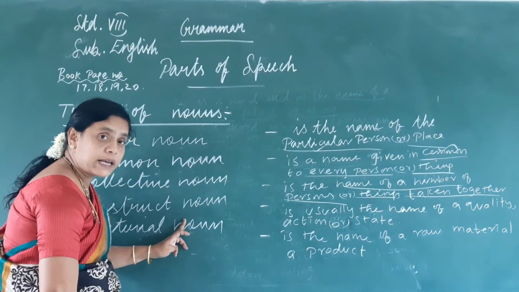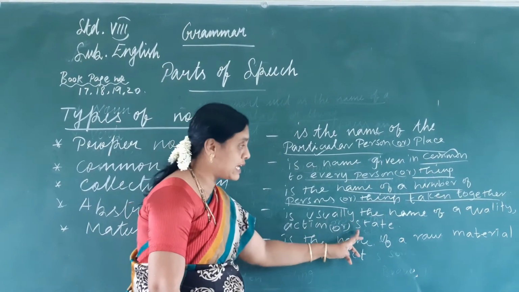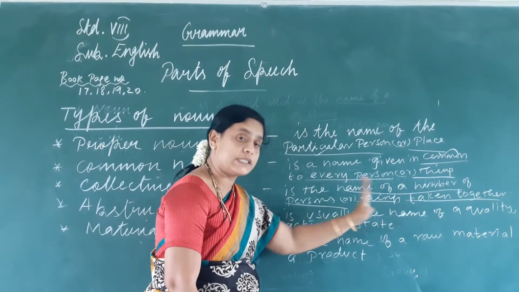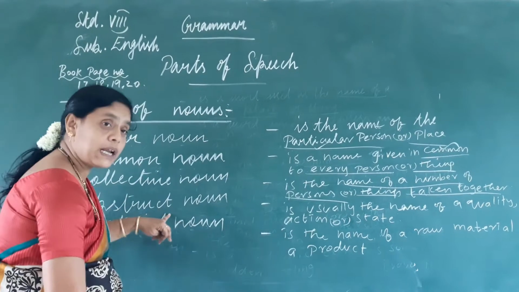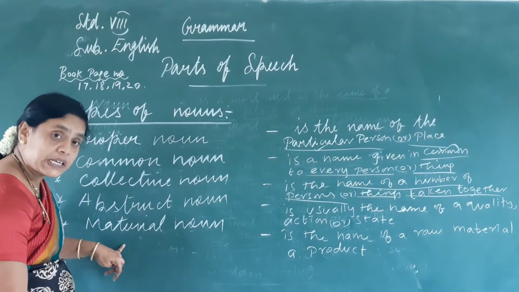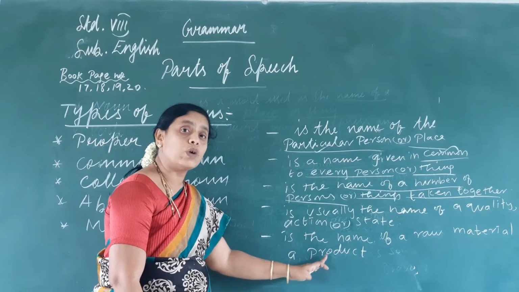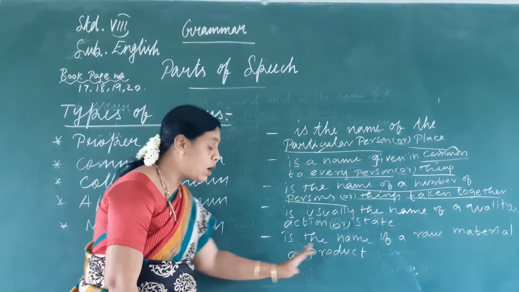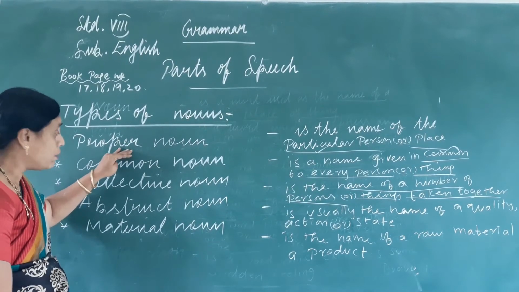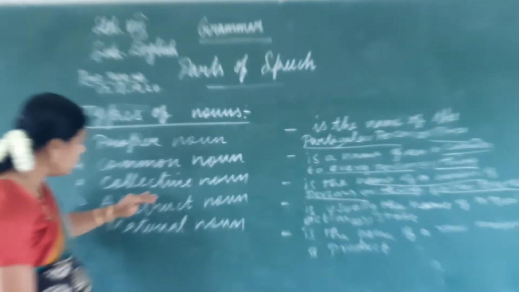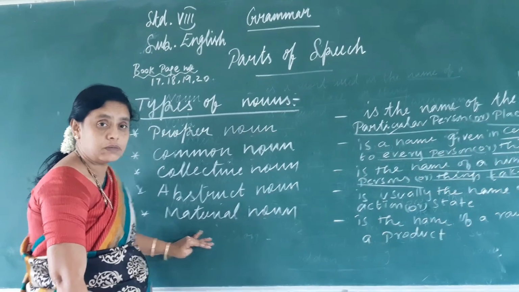And now what is abstract noun? It is usually the name of a quality or action or state. Quality: kindness, honest. So action and state, all these things are called abstract noun. Here, material noun is the name of a raw material or a product, that is wooden, fiber. So all this is called material noun. So what are the types of noun? Proper noun, common noun, collective noun, abstract noun, and the fifth one is material noun.